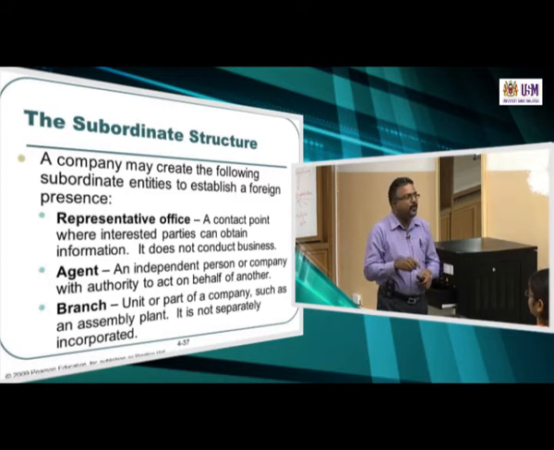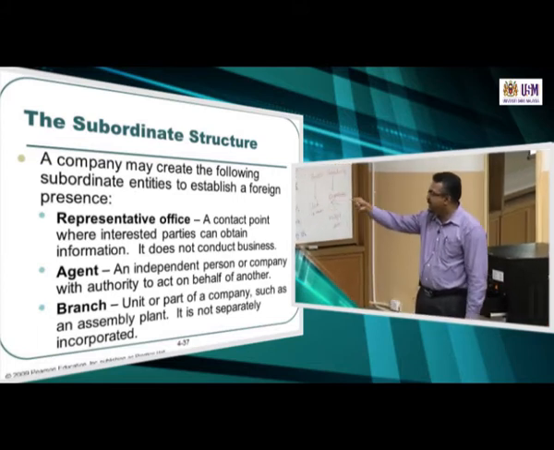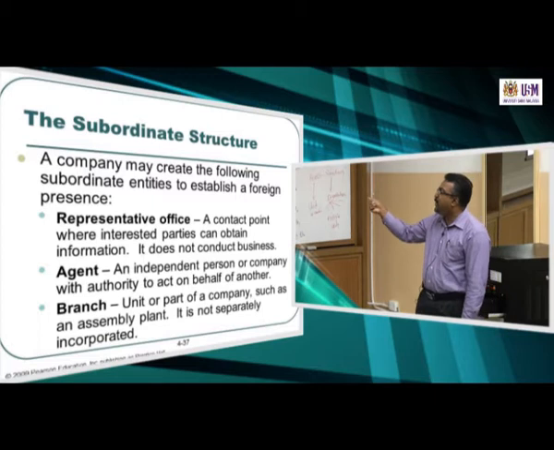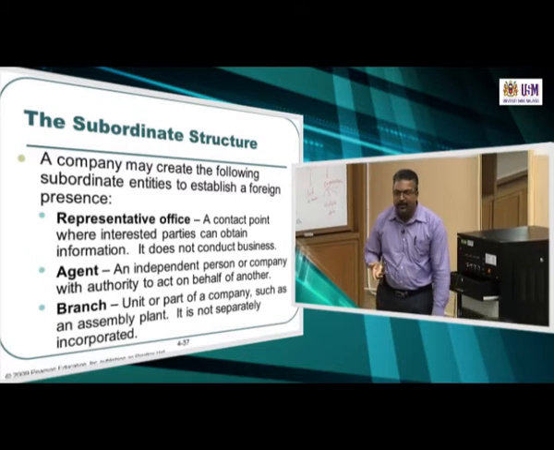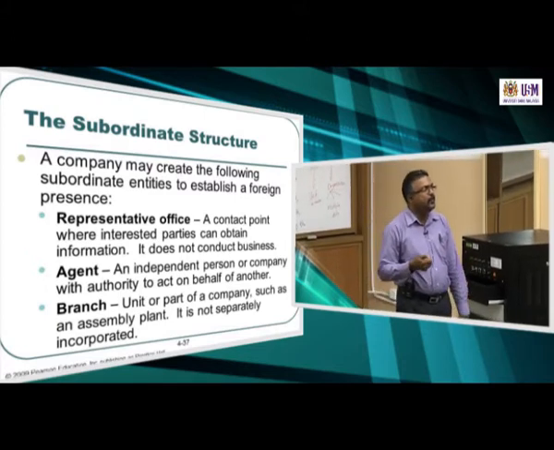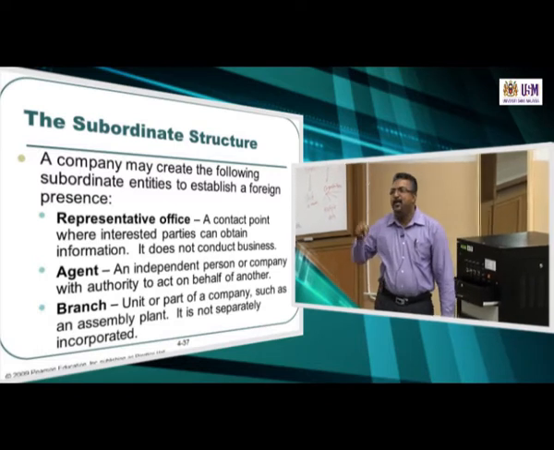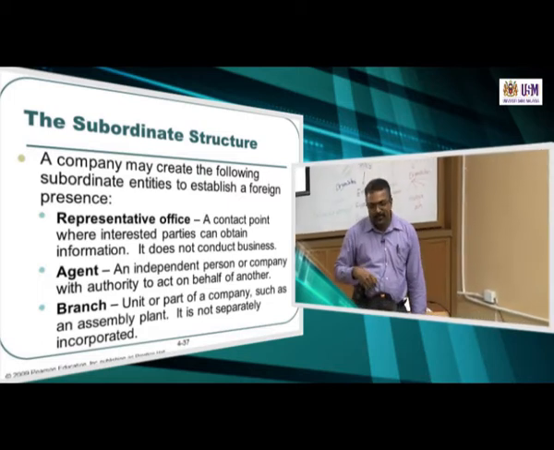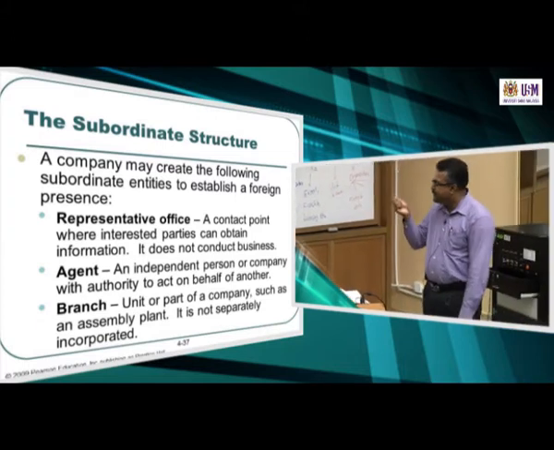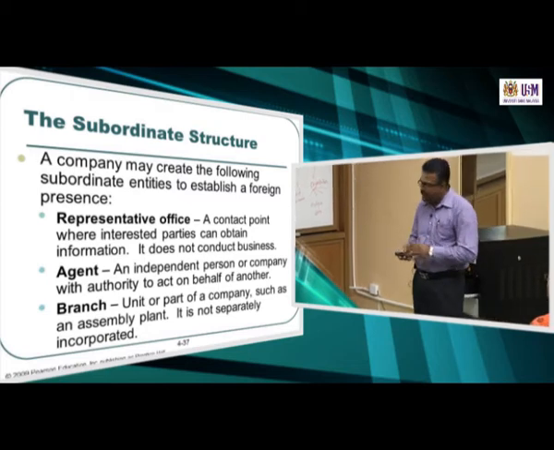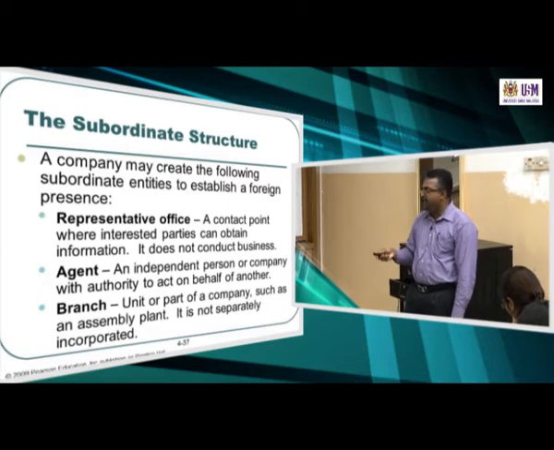Who will send the computer to you? Not Dell, Dell's agent. So an agent is an independent person or company with authority to act on behalf of another. Then one day a computer gives you problems. What will you do? Call them again and they'll send one person to come and repair your computer in your house. You don't have to bring it to the shop. So who will come and repair your computer? An agent. So this is one simple structure of Dell: a representative office, an agent, or a branch.